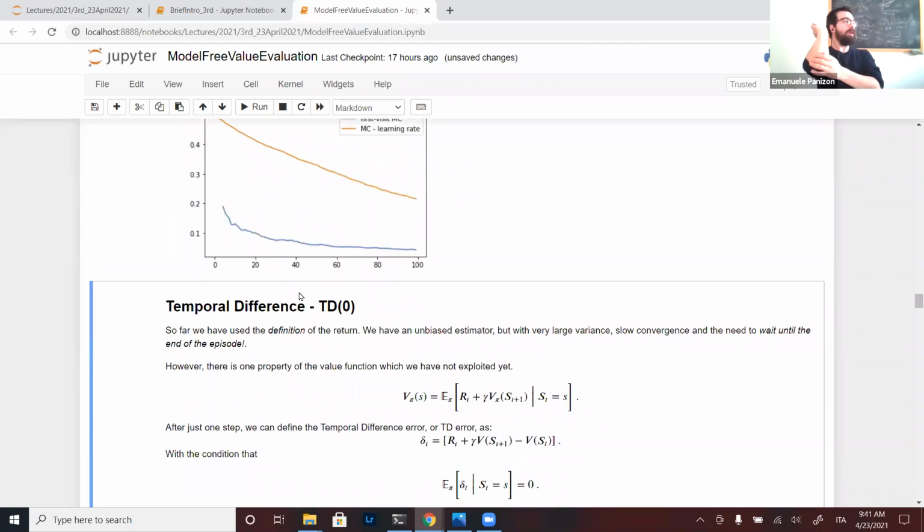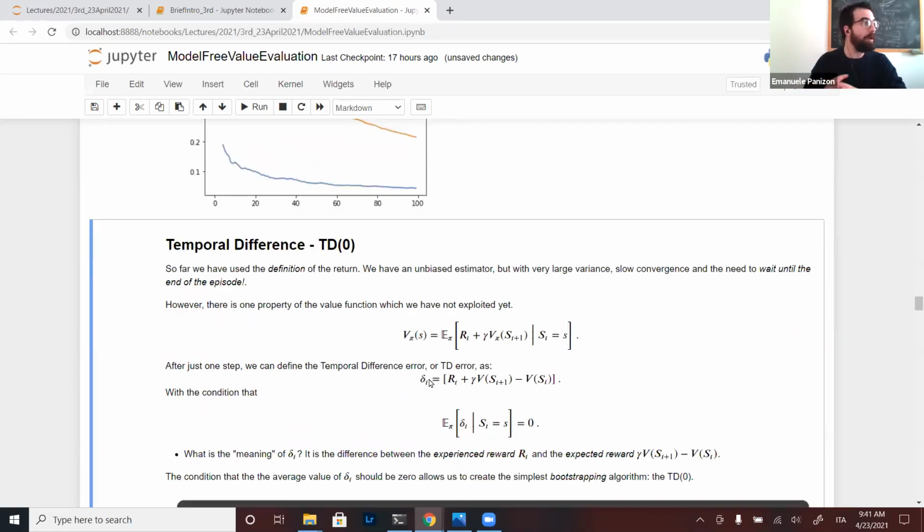Okay, so we've done the first very simple thing, which was Monte Carlo. We had a way to define the solution as an average, and we exploited that average. We have not used the Markovianity. We have not used the recursive property of the value function. We have not used anything. Now we will do exactly that.